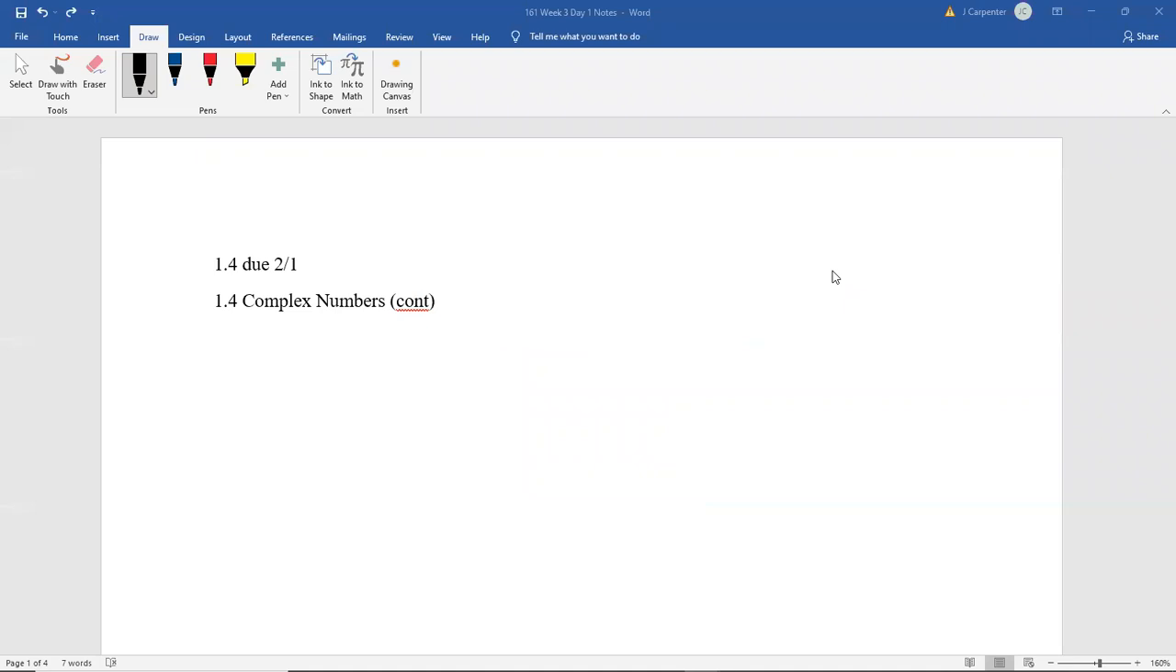Remember the 1.2 and 1.3 due dates were previously posted. You can find those at the beginning or end of each lecture, as well as in my math lab as due dates are generated.